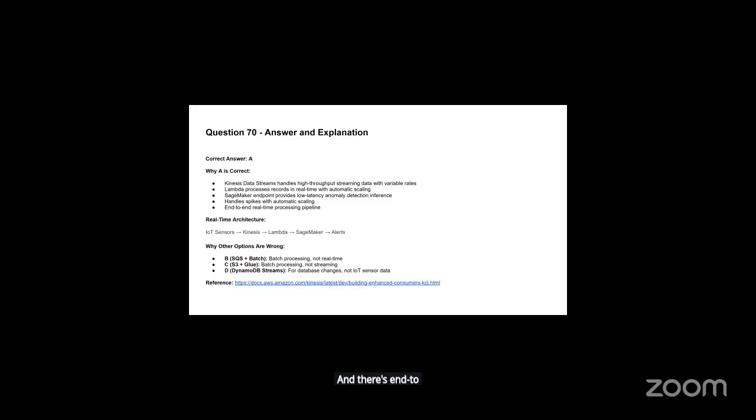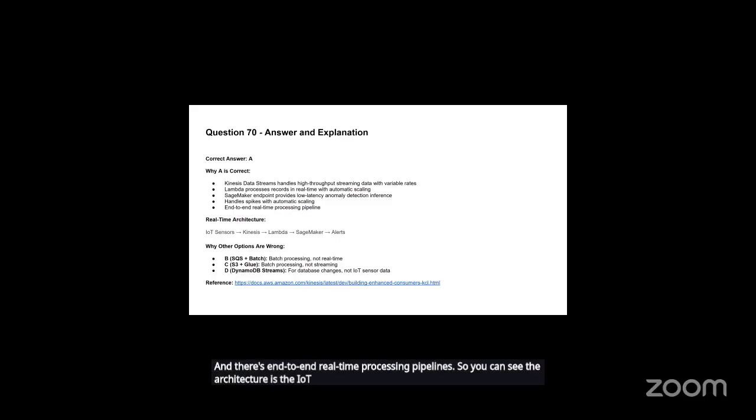A. So Kinesis Data Streams handles high throughput streaming data with variable rates. Lambda can process records in real time with automatic scaling. SageMaker endpoint can provide low latency anomaly detection inference and handles spikes with automatic scaling. And there's end-to-end real-time processing pipelines. So you can see the architecture is the IoT sensors, to Kinesis, to Lambda, to SageMaker, to alerts.